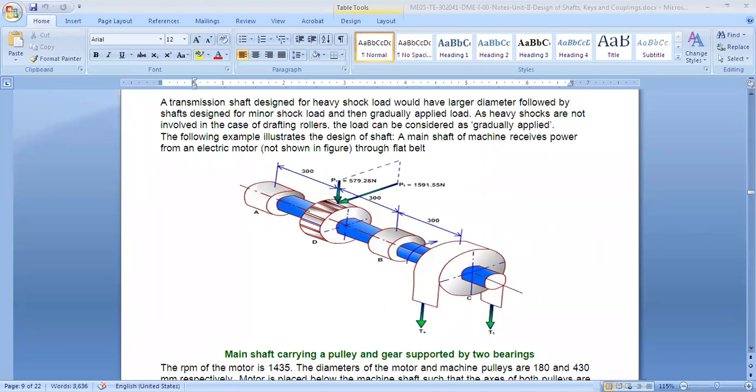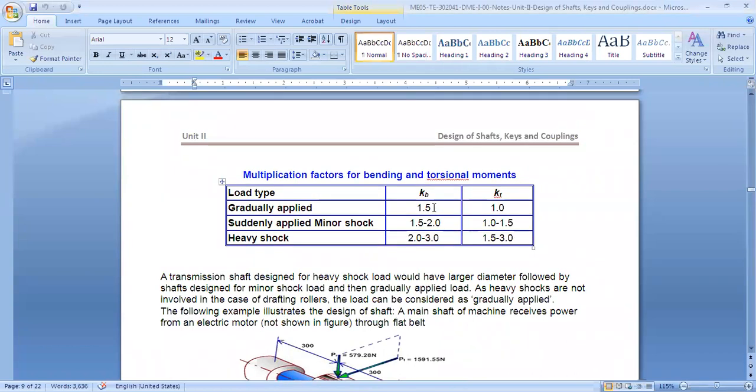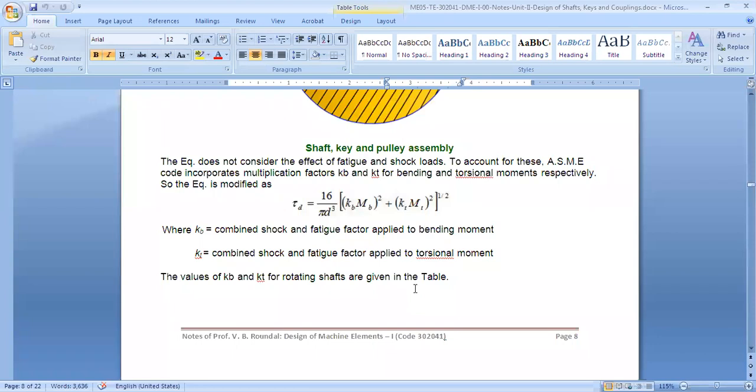Hello, sir. What is meant by KB and KT? Did you join late? No, sir. Then actually we talked about it. These are the factors. B is for bending and T is for twisting. These are the factors which we use in the ASME code to multiply the bending moment and twisting moment.